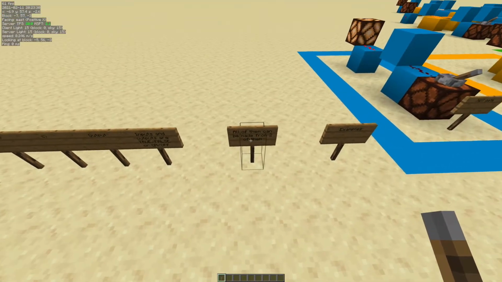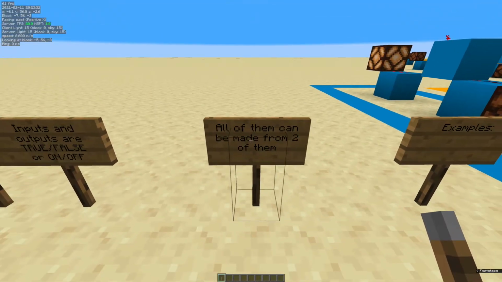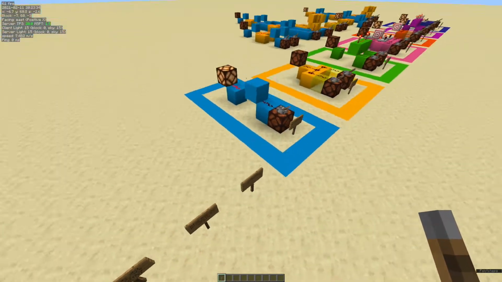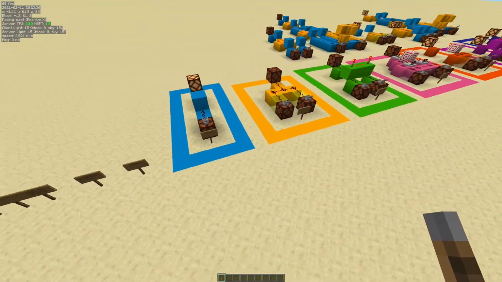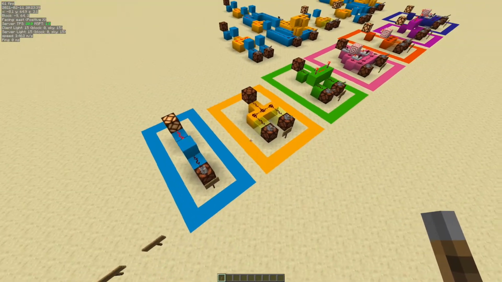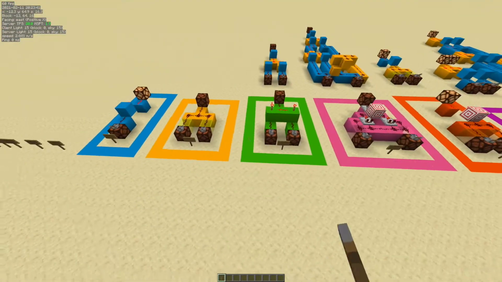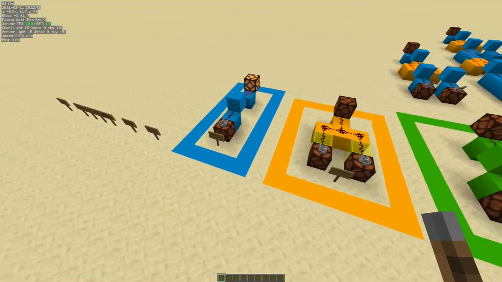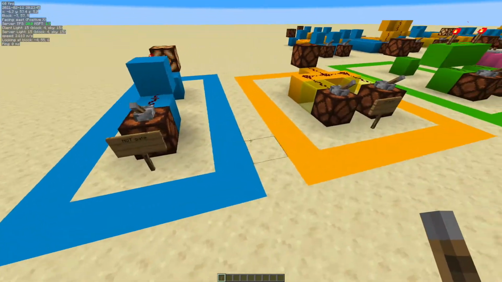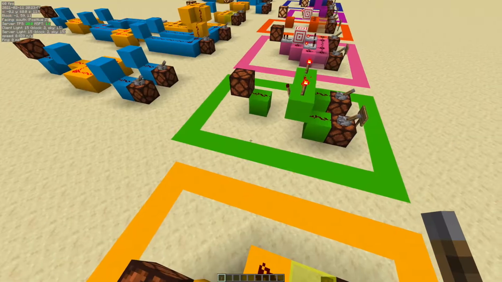Now I want to revisit this sign over here, that all of them can be made from two of them. Pretty much what I mean is that there's two base logic gates, and you can make all of the other logic gates from these two. And the two base ones are the NOT gate and the OR gate. So let me show you what I mean.